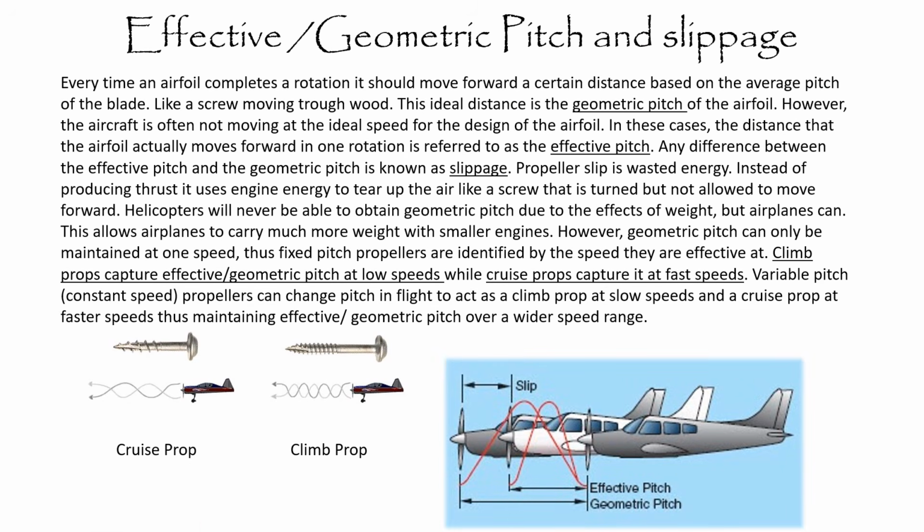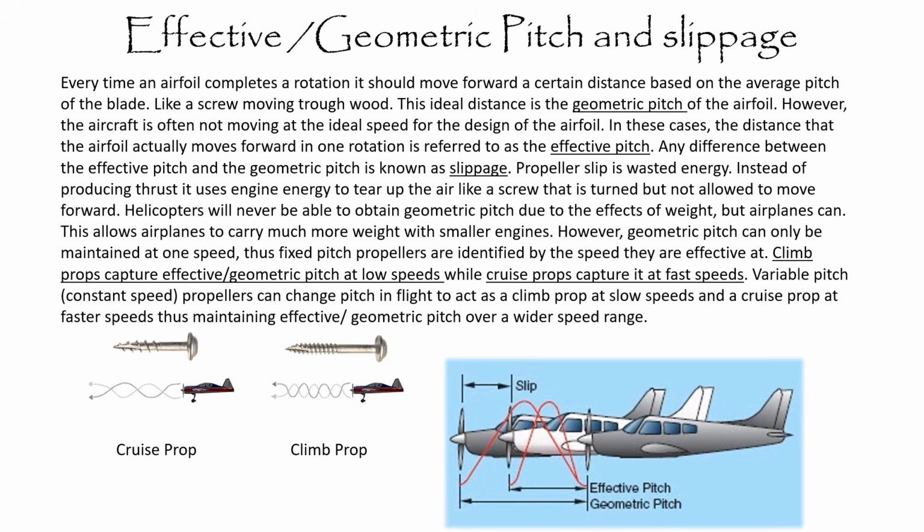Every time an airfoil completes a rotation, it should move forward a certain distance based on the average pitch of the blade, like a screw moving through wood. This ideal distance is the geometric pitch of the airfoil. However, the aircraft is often not moving at the ideal speed for the design of the airfoil. In these cases, the distance that the airfoil actually moves forward in one rotation is referred to as the effective pitch. Any difference between the effective pitch and the geometric pitch is known as slippage.